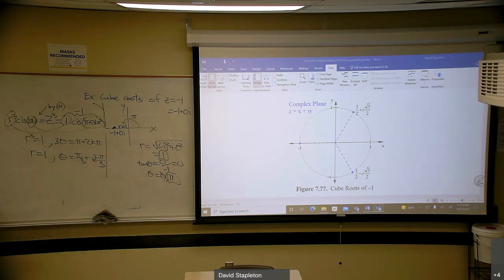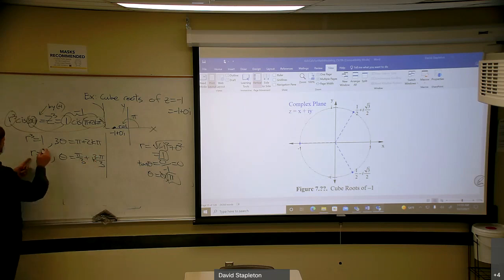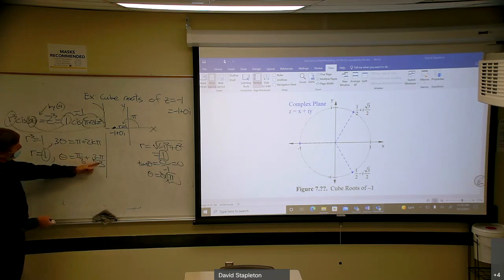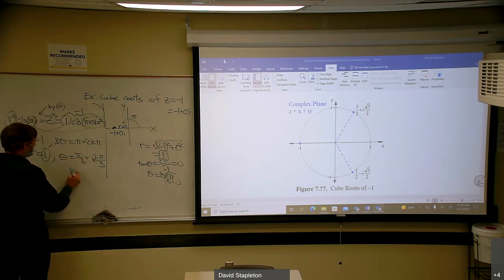Now you see a very interesting result. The cube root is the cube root of the distance from the origin. Cube root of 1 is 1 still. Angle is 1/3 of the angle plus these values. Again, k equals 0, 1, and 2 gives you different directions. But k equals 3 is the same direction as k equals 0. K equals 4 is the same direction as k equals 1, and so on. So there's only 3 different numbers you can get out of that.